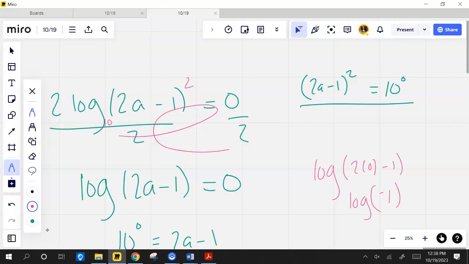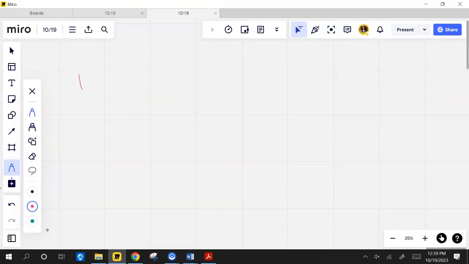You have the 2 where? But regardless, if you plug a 0 in here, this log will have a negative in it. It will be taking the log of a negative number. You can't, yeah, it won't let you do that. It'd be extraneous. Yes, 14.